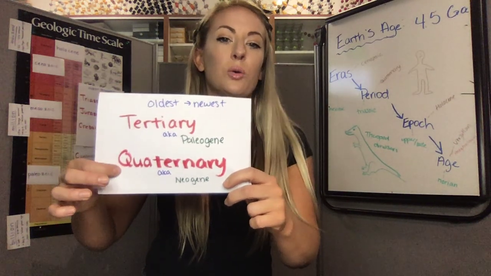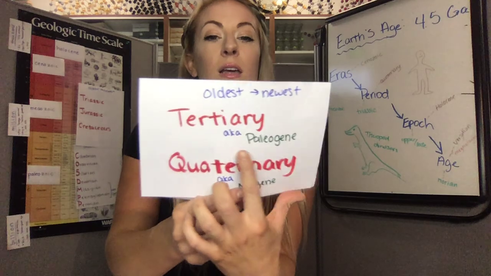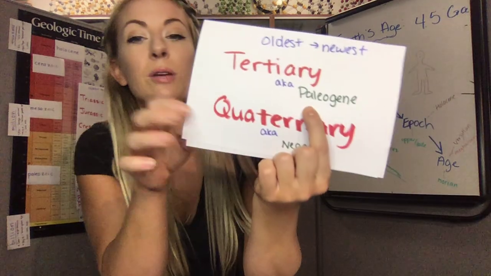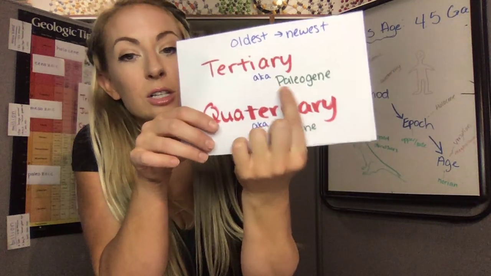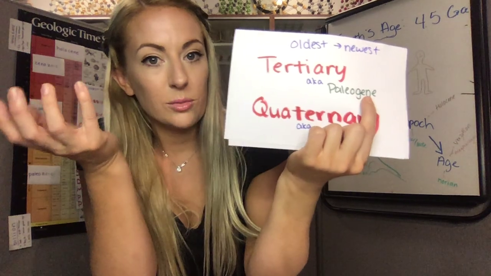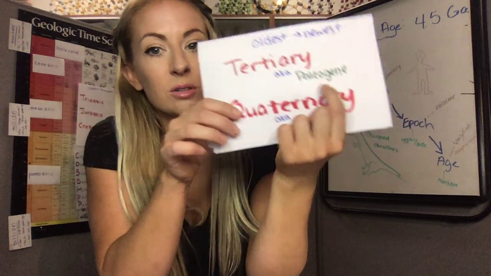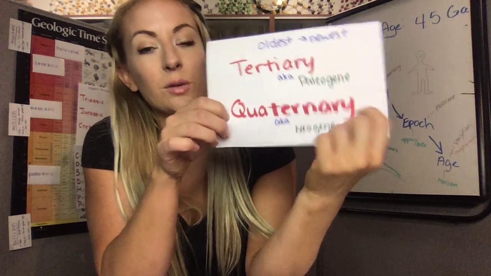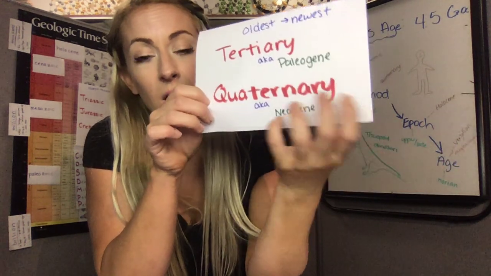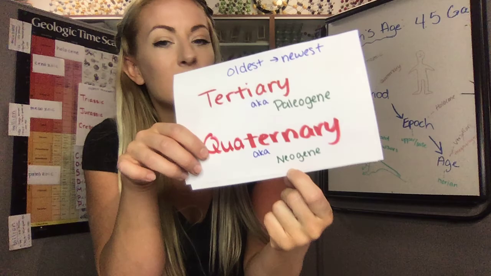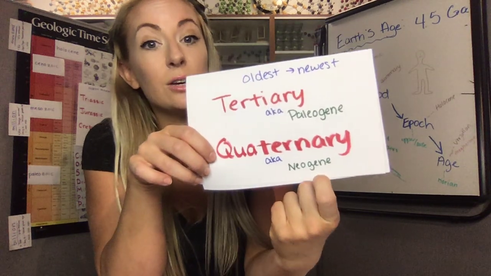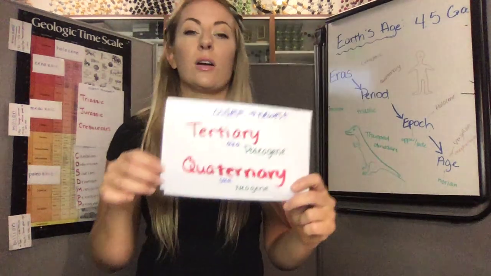We have tertiary and quaternary, but slowly in geologic texts, you see tertiary is being replaced with paleogene, gene like genesis or origin of animals. So this would be the ancient or old genesis of modern animals. And then the quaternary, which officially means fourth, but is being referred to in some geologic texts as the neogene or the new genesis of modern animals.